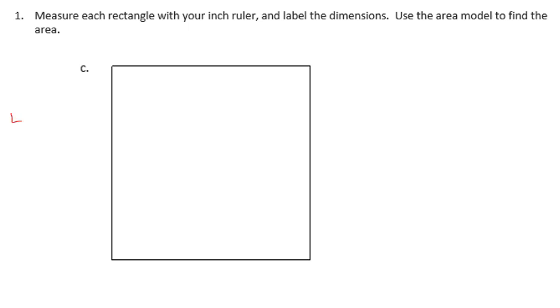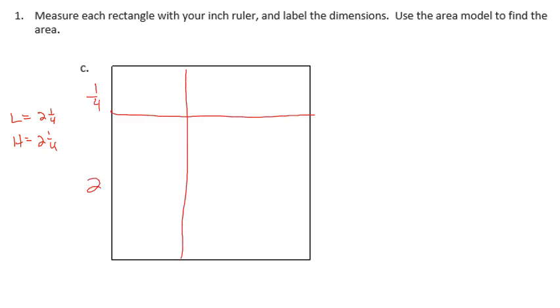My length was equal to 2 1/4 inches, and my height was equal to 2.25 inches. So I'm going to go ahead and set up my area problem. There's my quarter, there's my 2, there's my quarter, there's my 2. And this is 1/4 times 1/4 gives me 1/16. And here I have 1/4 times 2, which is equal to 2/4. Here I've got 2 times 1/4, which gives me 2/4. And then I have 2 times 2, which equals 4.